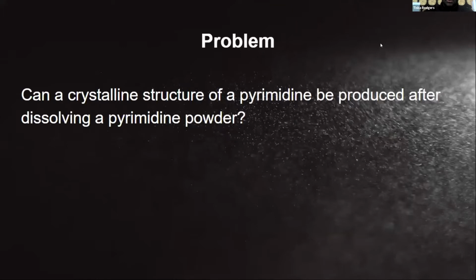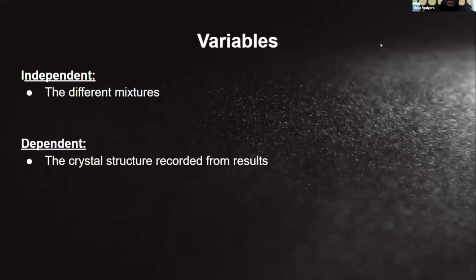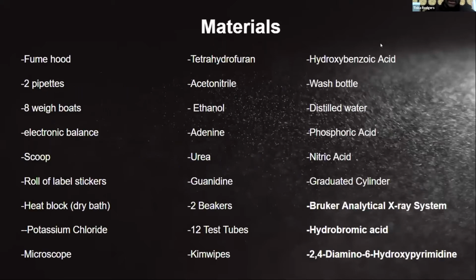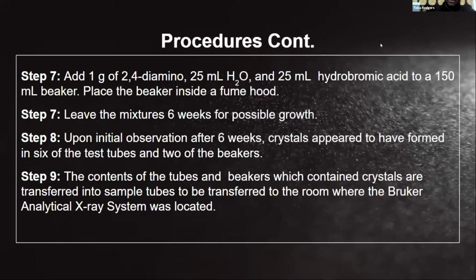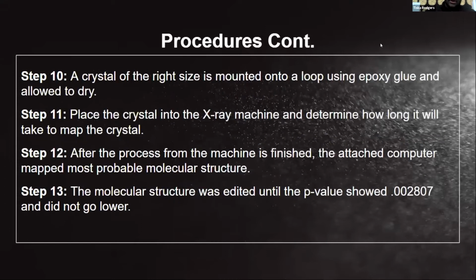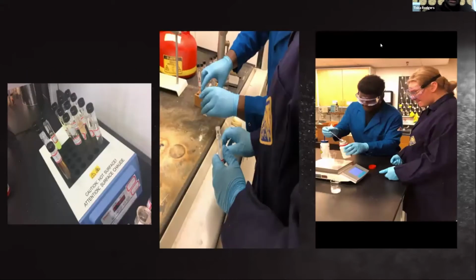The problem of our experiment was to see if we could produce a crystalline structure using a pyrimidine powder. To get many possible outcomes, we mixed a lot of various mixtures to see if they would result in crystals. After we made the mixtures and left them to grow, 6 of our mixtures had produced crystals. We took the crystals out of the test tubes we had put the mixtures in, and transferred them to the Bruker analytical X-ray system, which underwent the process of X-ray crystallography with the crystals.